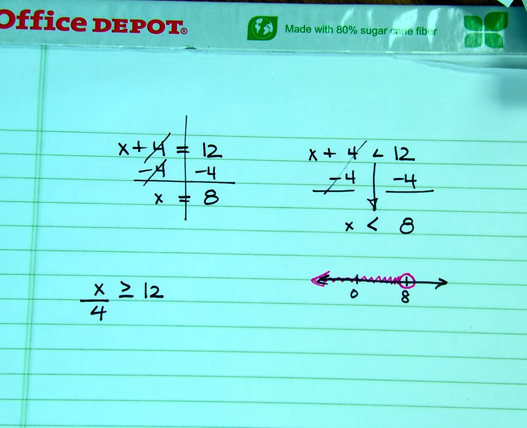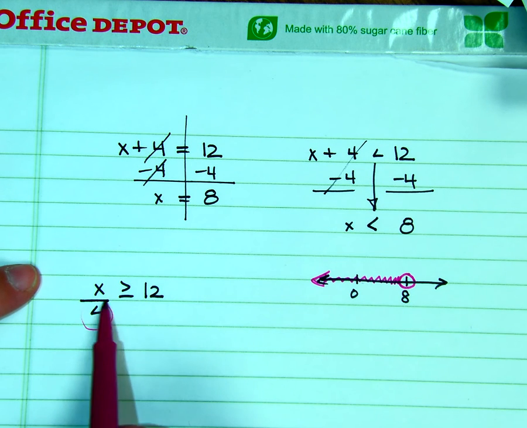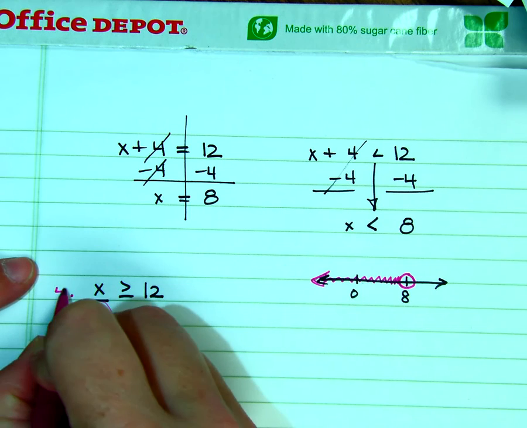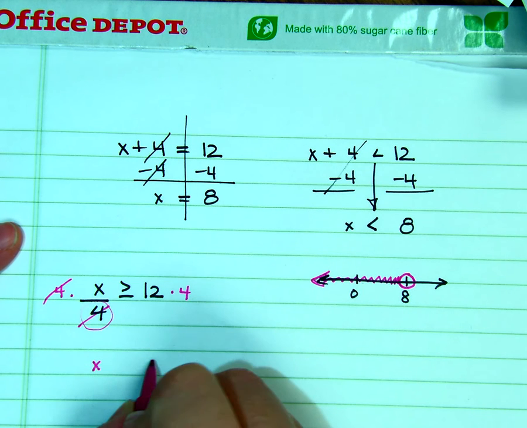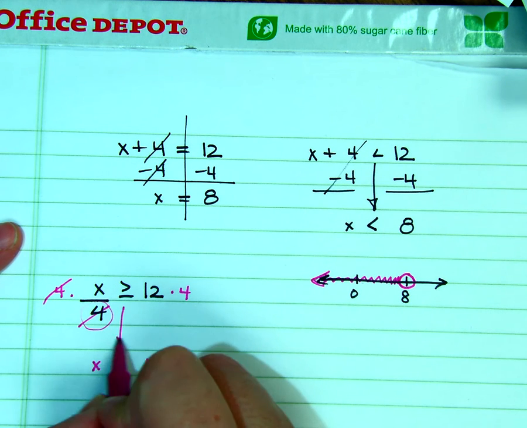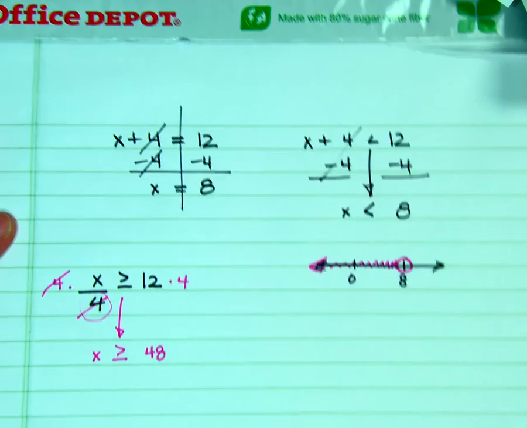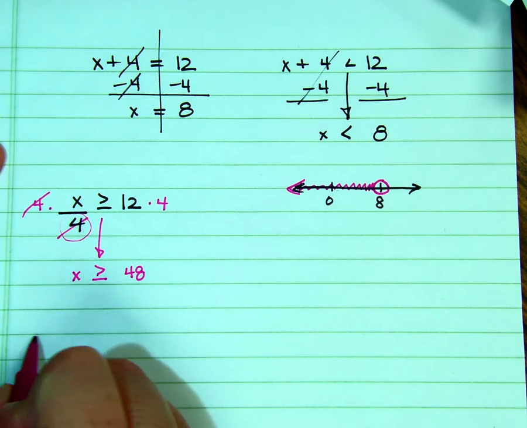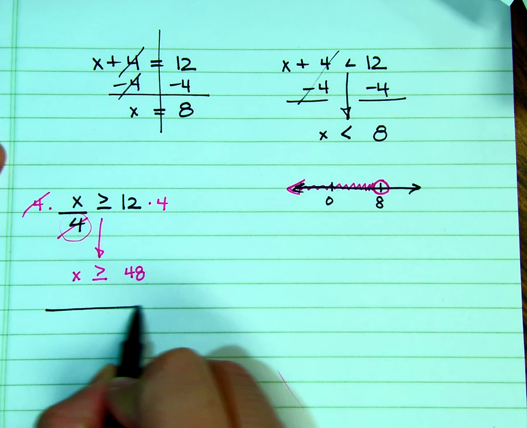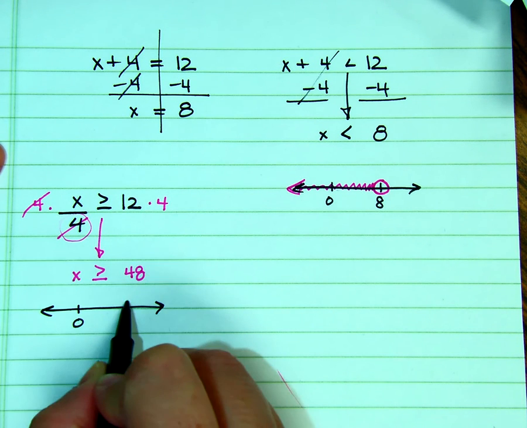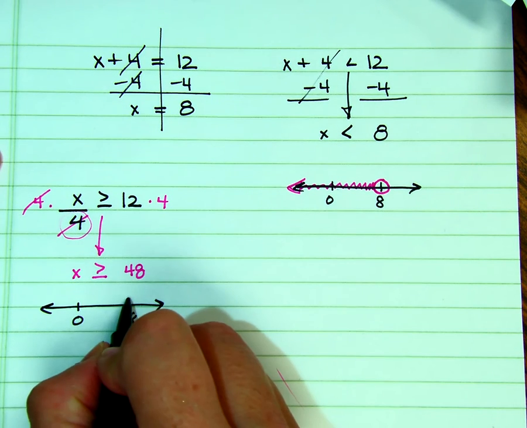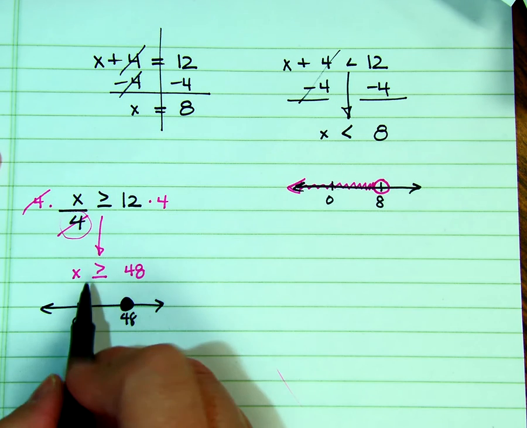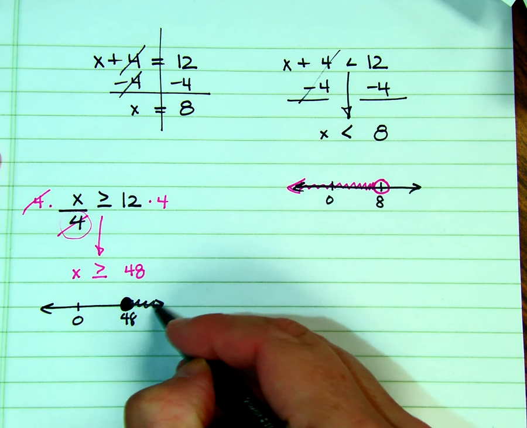Okay, x over 4 is greater than or equal to 12. Still want to get rid of the 4. So I'm going to do the inverse by multiplying both sides by 4. 4's cancel. So x and 48. And bring down the sign. So x has to be greater than or equal to 48. Greater than or equal to, it has that equal to piece, so that means it has to be closed on the 48 and all the numbers that are greater than 48.